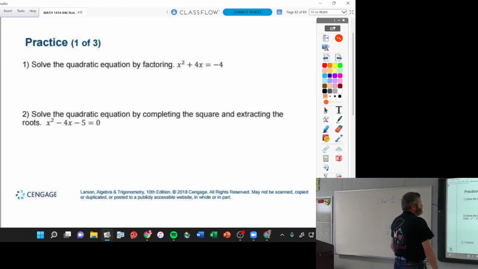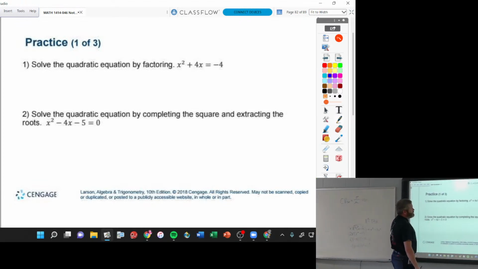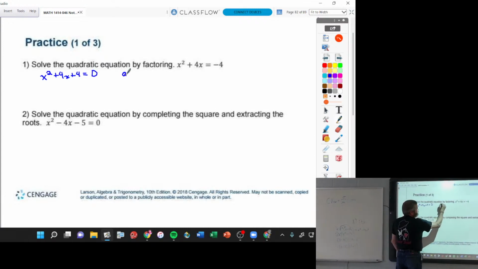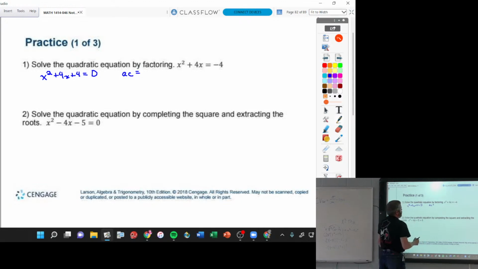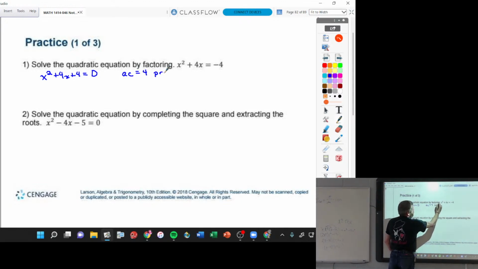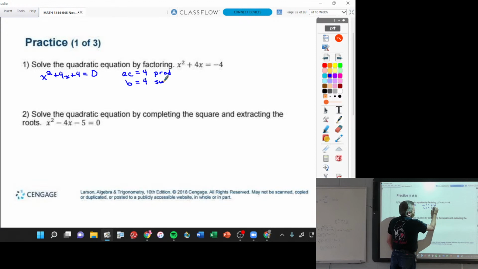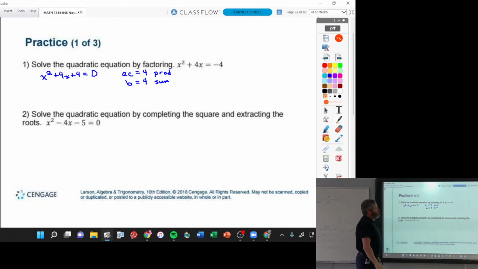Okay, so number 1 says solve by factoring. I'm going to put it in general form first, so I will add 4 to both sides. x squared plus 4x plus 4 equals 0. I need two numbers. My AC is 1 times 4, which is 4, so I need a product of 4. My B happens to also be 4. So I need a product of 4 and a sum of 4.